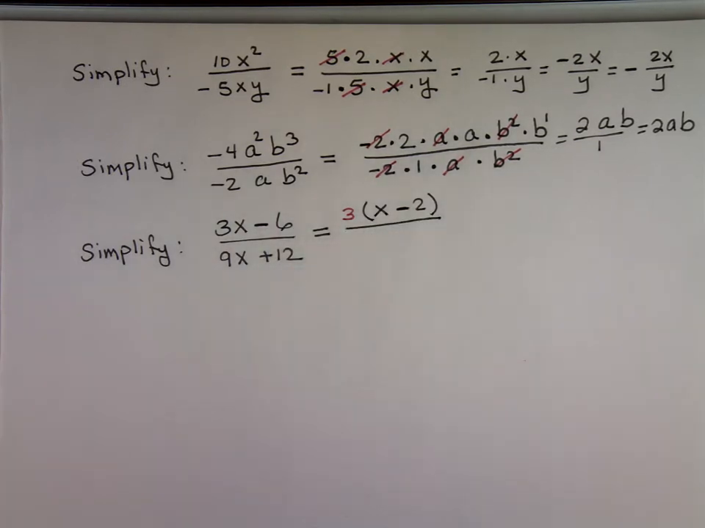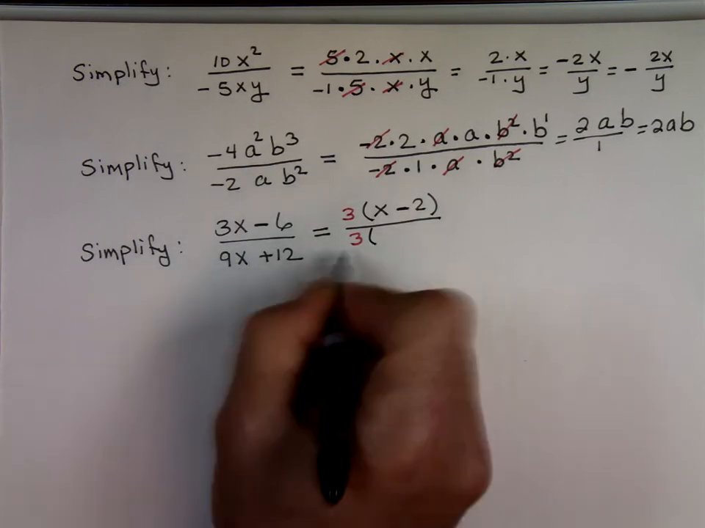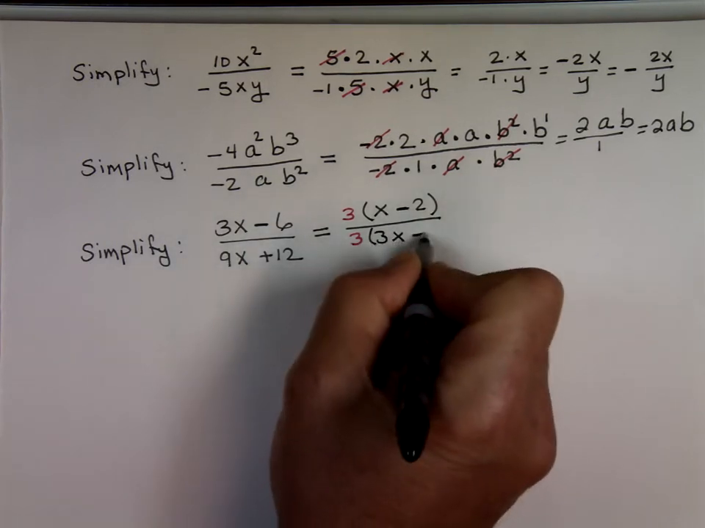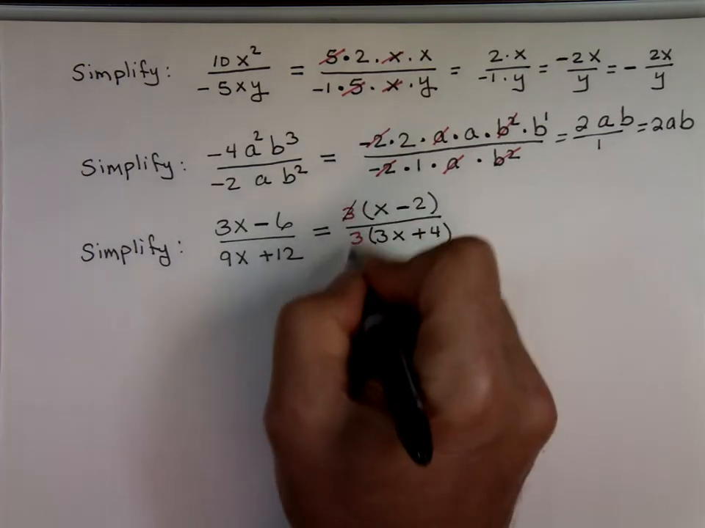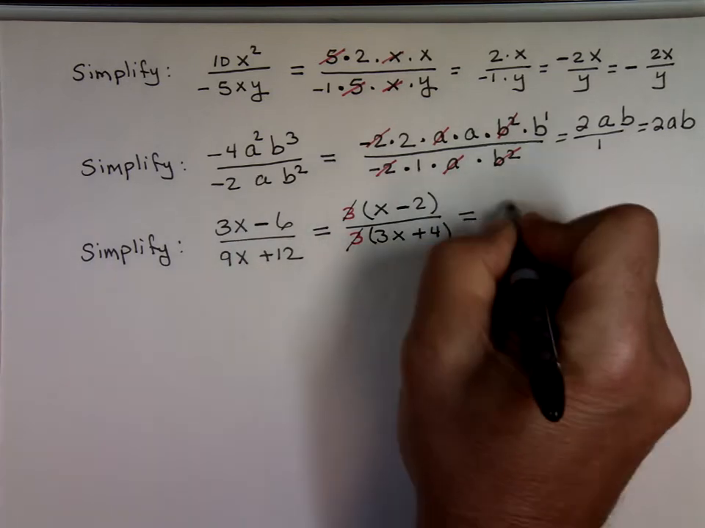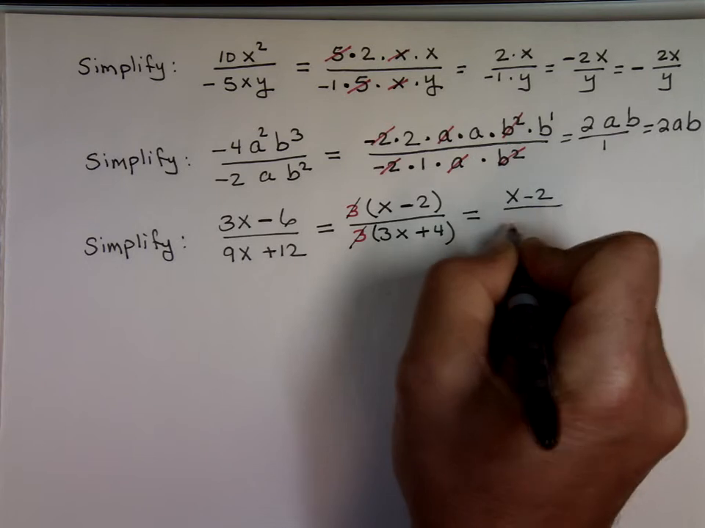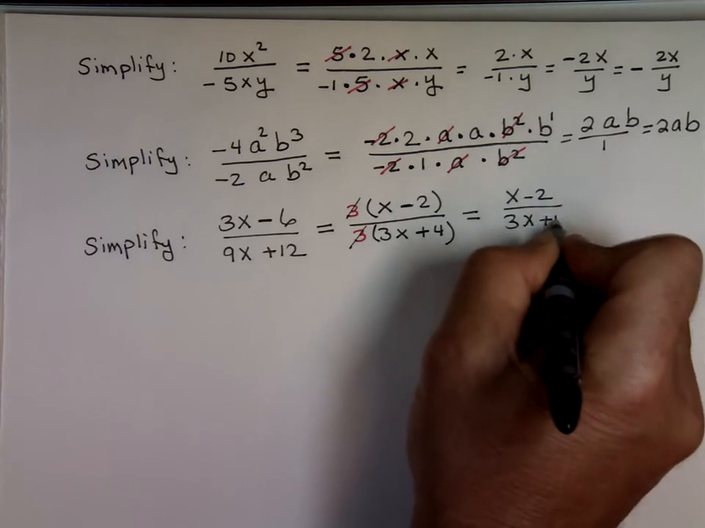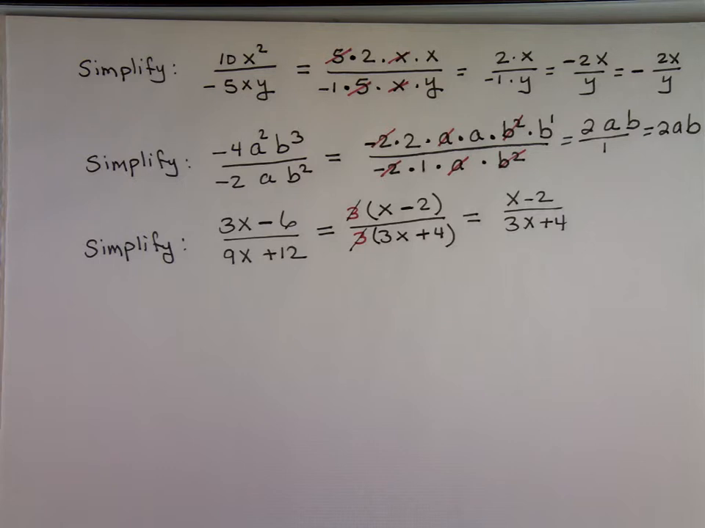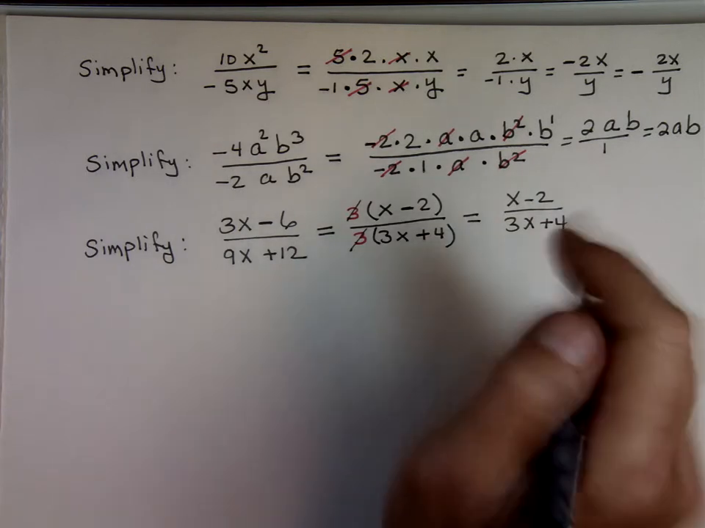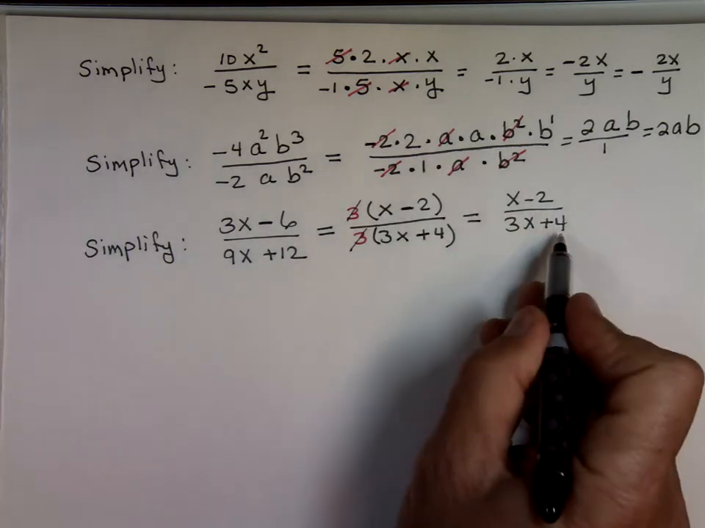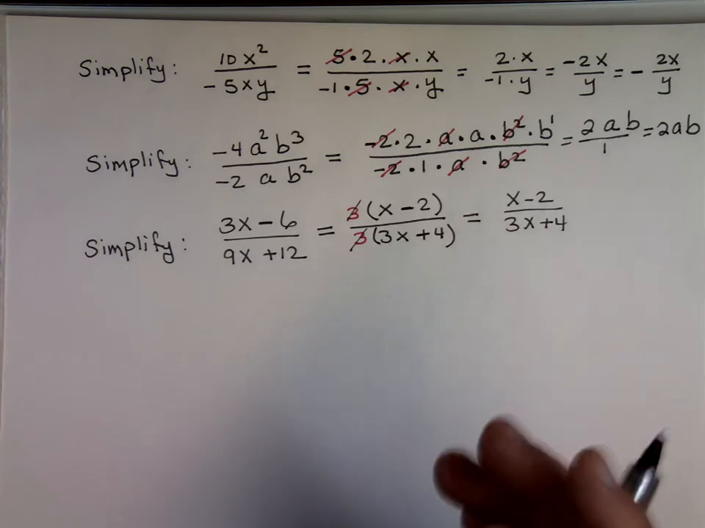The bottom, for 9 and 12, which is what? That's also a 3, that's common. What's 9 divided by 3? There's 3x plus the 4. And notice I see a 3 common to both of them on the top and the bottom. I can cancel that, and it's x minus 2 over 3x plus 4. Can't simplify that anymore. You can't cancel this x with that x. This is one thing, the whole thing is one piece. The x minus 2 is one piece, and the 3x plus 4 is another one, and they're not the same. So I can't cancel them out.